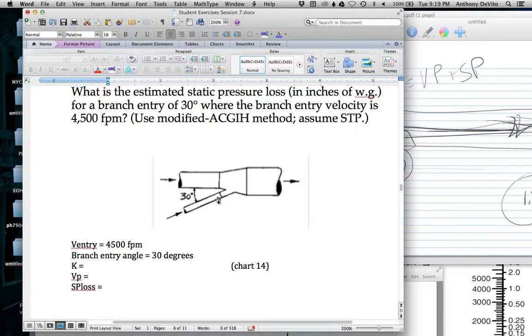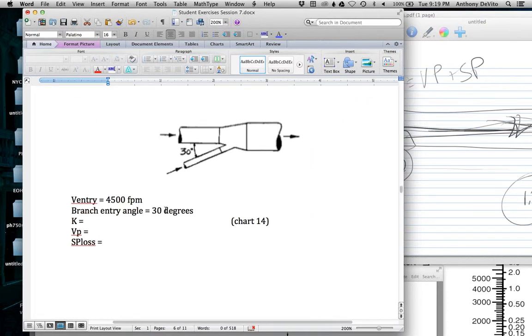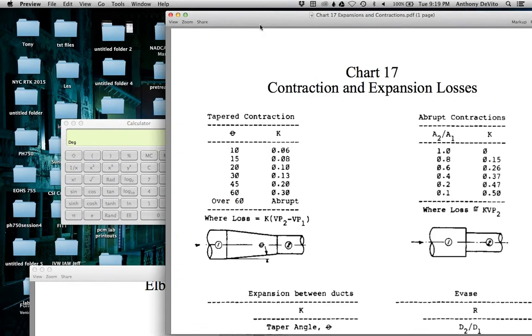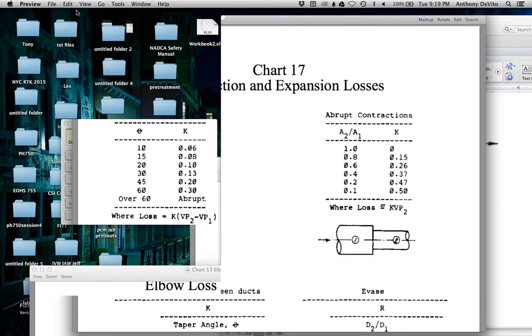And the velocity in this branch, and that K value, determine how much loss of static pressure you have in here. Okay, so let's take a look at it. Velocity of entry, the velocity in this duct as the branch is approaching it, is equal to 4,500 feet per minute. The branch entry angle is 30 degrees. We need a table to tell us what K is, right? What's K? Well, we've got chart 14 for that. So let me see if I've got chart 14. I think I put most of these on Blackboard, the ones that we're using tonight.